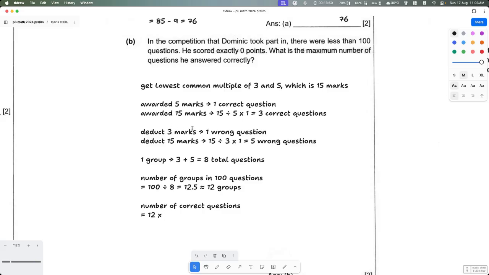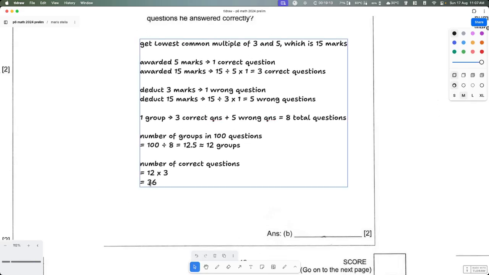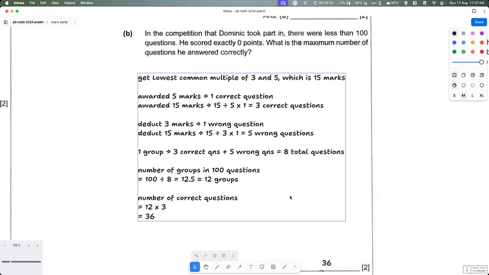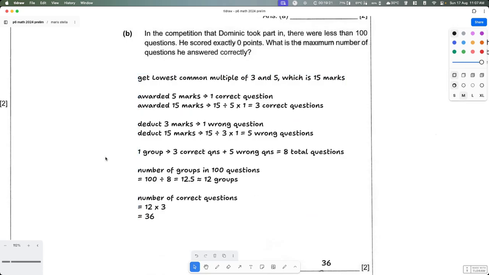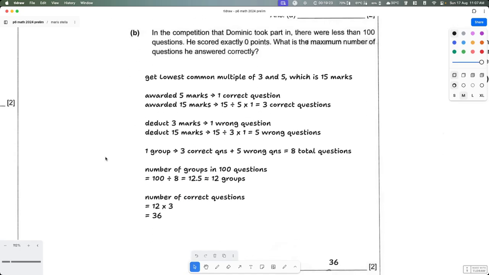8 total questions, 3 and 5. Yeah, correct. So 3 correct questions and 5 wrong questions. So number of correct questions is 12 groups, right? Times 3, which is equal to 36. Right, there you go. So the answer is 36 correct questions. That's it. All right, so that's it for question 14. Let's move to the next question, question 15.